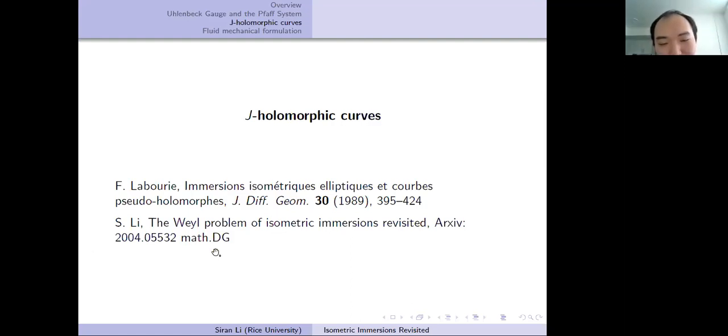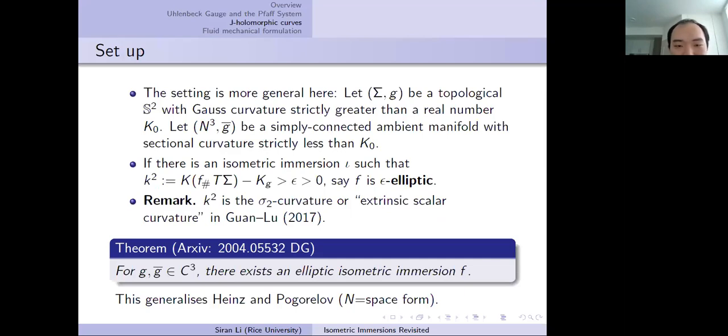And also in a recent preprint, we showed that Labourie's result actually gives us some general solutions for the Weyl problem, but with fewer regularity assumptions. So the setup is more general than the classical Weyl problem. Here, let Sigma g, the domain manifold, again be a topological S2. But here we only assume that the Gauss curvature is strictly greater than some real number k0. So this can be very negative. And the ambient manifold N g-bar is three-dimensional, and we assume that to be simply connected.